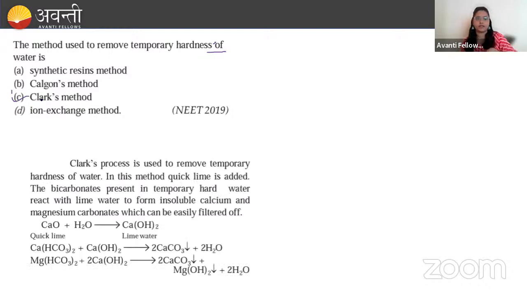Next. Clark's process is used to remove the temporary hardness of water. In this method, quicklime is added, and the bicarbonates present in temporary hard water react with lime water to form insoluble calcium and magnesium carbonates, which can be easily filtered out. So quicklime is added into the water, forming lime water, and that lime water then reacts with those bicarbonates, hydrogen carbonates, and you get pure water, with the insoluble impurities present.